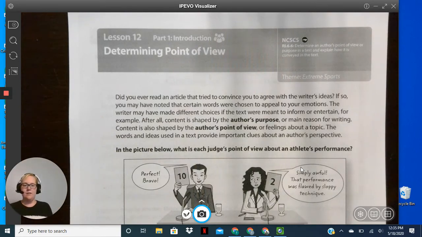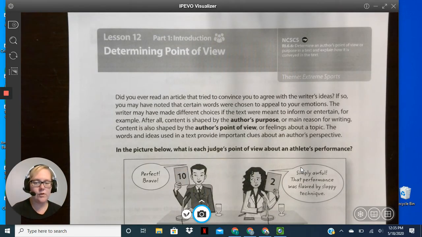Today, if you missed Zoom class or you just want to go back to the lesson, we are in lesson 12, determining the point of view. This is RS 6.6, determine an author's point of view or purpose in a text and explain how it's conveyed in the text. I want to go over a couple of things first before we get started.